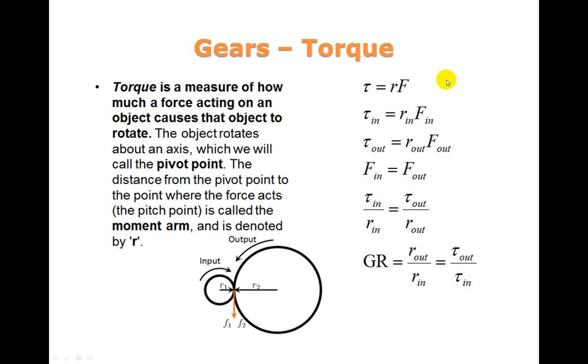We know that force in has to equal force out. So the torque in divided by the radius in would equal torque out over radius out. I've just rearranged these equations here to set force by itself. Then the gear ratio is the radius out divided by the radius in, or it can also be looked at as torque out over torque in when we're trying to find those gear ratios.